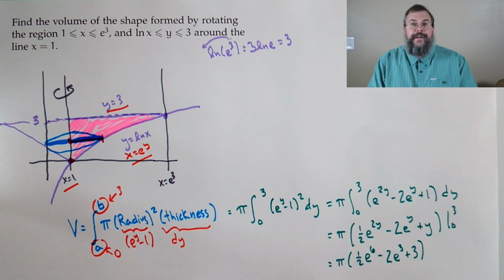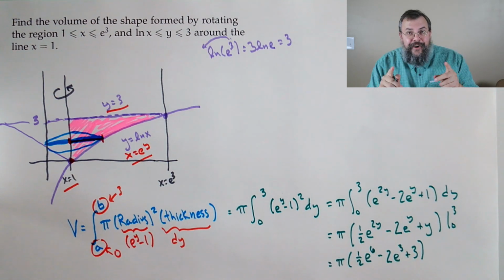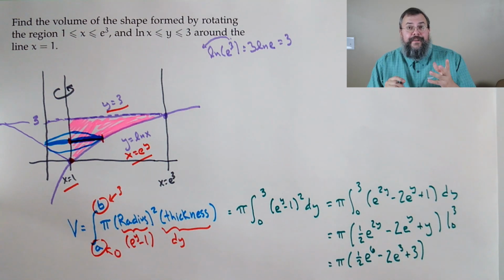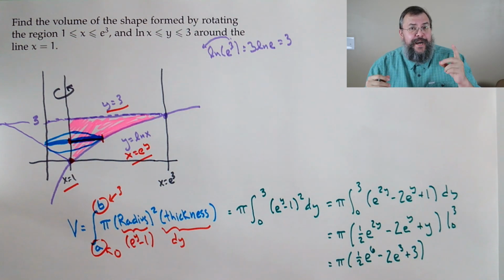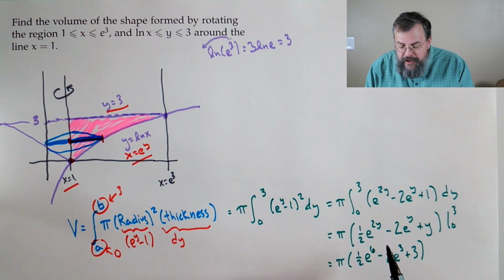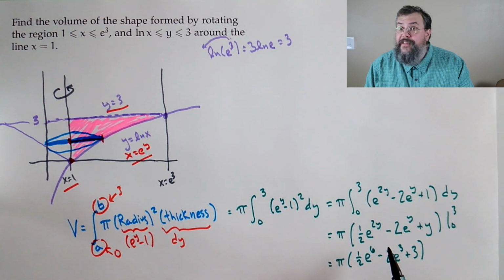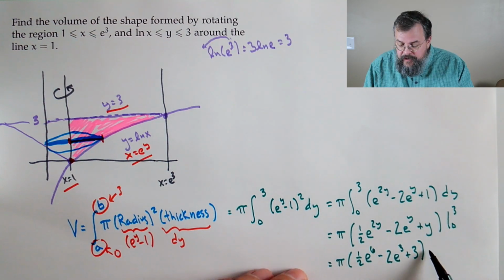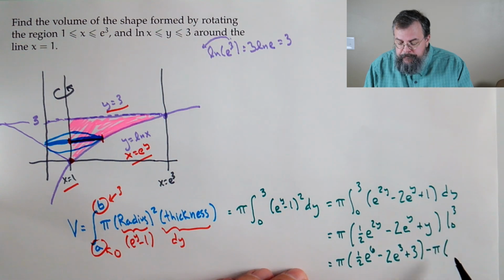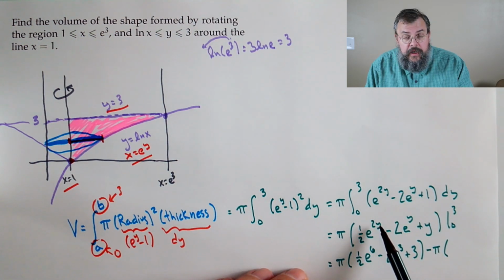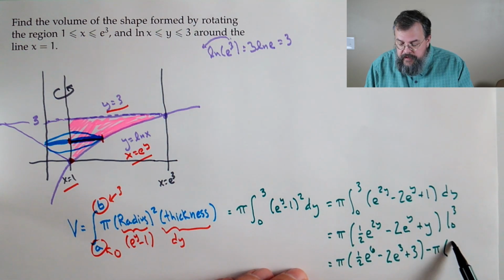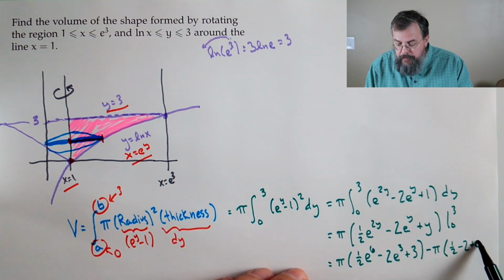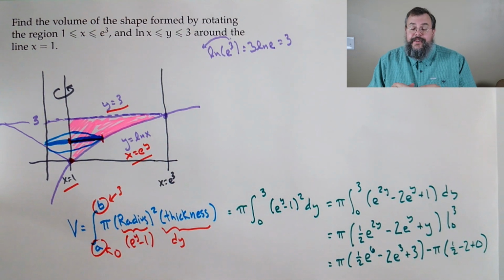Good. Are we done? No, because what else do we need to do? We also have to plug in 0. Oftentimes 0 doesn't matter, but sometimes it does. And notice when we plug 0 in, e to the 0 is not 0, so it can make a difference here. So subtract pi times, e to the 0 is 1, so 1/2 minus 2 plus 0. Okay, so there we go.